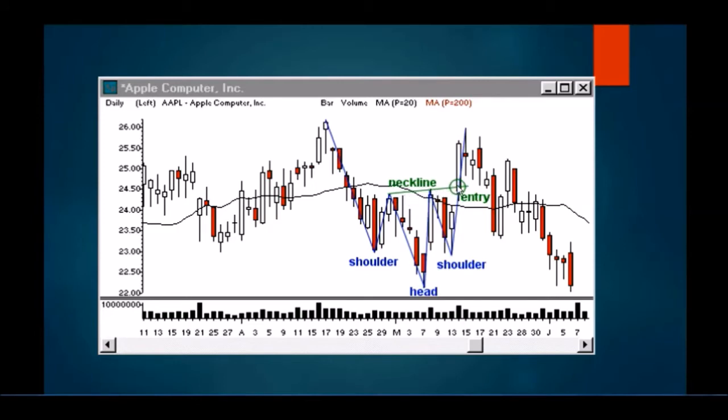so the entry would be taken as we break above what here is an ascending resistance line. A break above that would take an entry, and what we see is a pretty significant run for this play, from 24 up towards 25.50. So a nice pop. See, that's a pretty significant breakout pop there.